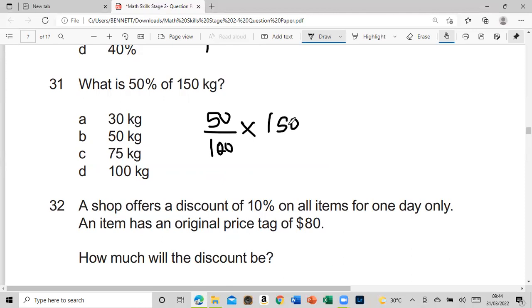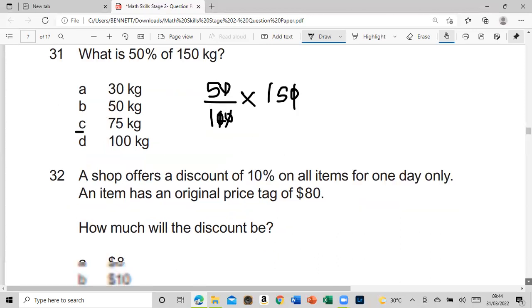Gone. Oh no, no. This gone. This gone. And then this gone. And this gone. So 5 times 15, that's 75. Right. Let's move on to 32.